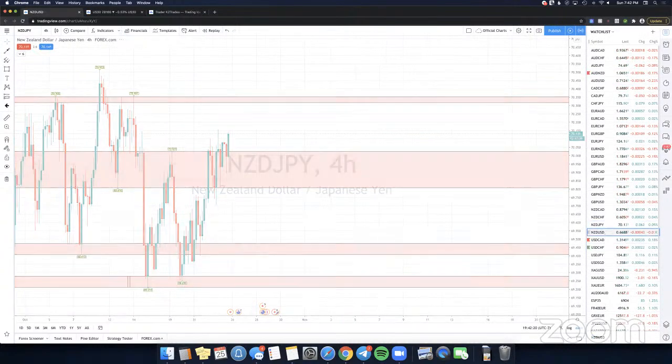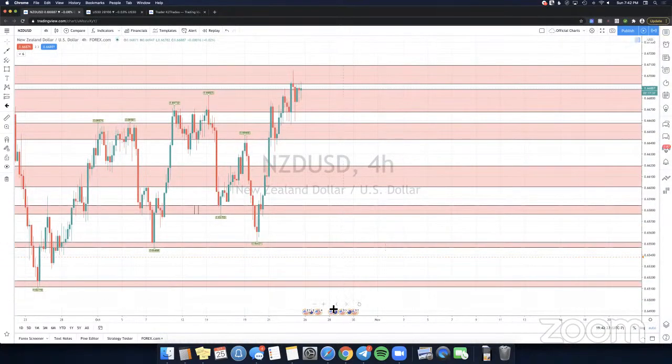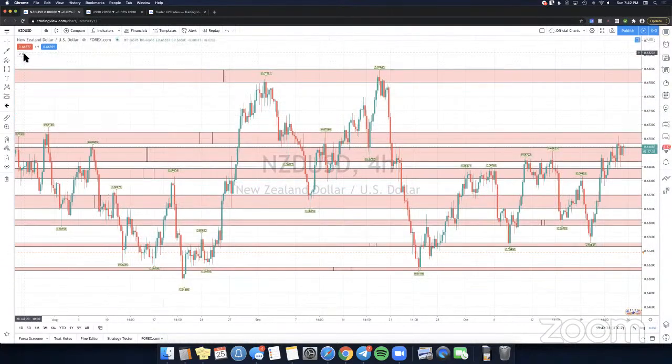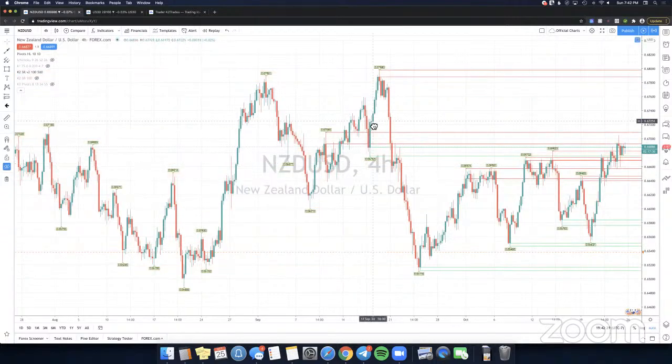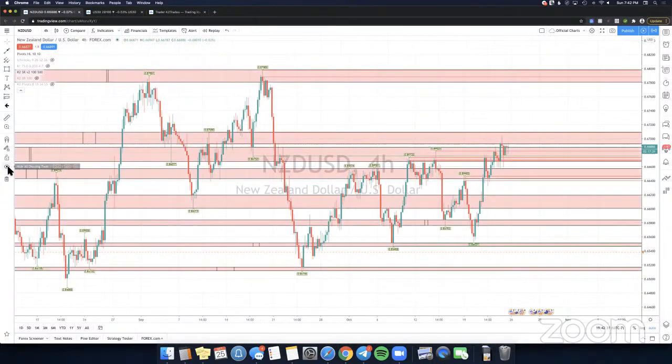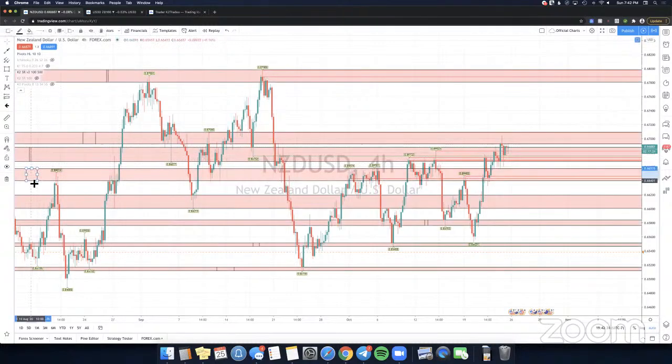Next one is NZD/USD. I'm going to see if the zones line up with last week's zones. All right, cool. So this one just extended a little further. Other than that, it looks pretty much the same. Yeah, everything lines up the same as last week's zones.